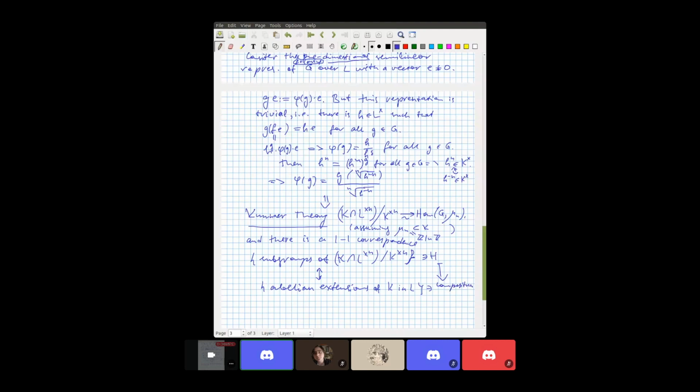Compositum of K of nth root of x, where x modulo nth powers of K belongs to H.